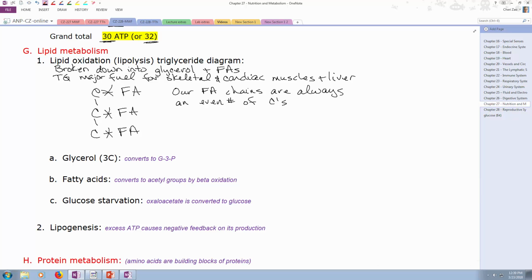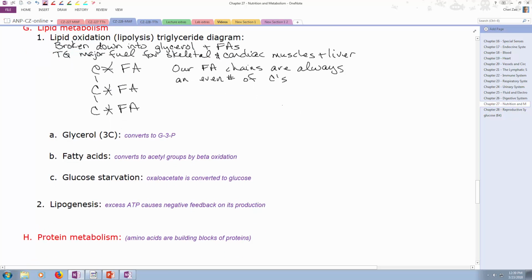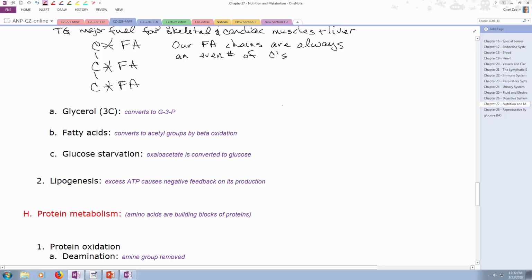And this is important because let's take a look further on down at the notes. Glycerol. Well, when we break down triglycerides into the glycerol and the fatty acid chains, glycerol gets converted to G3P. You guys know where G3P is in the cycle. It's way up there in glycolysis right before we make pyruvate. So that's an important thing to realize.